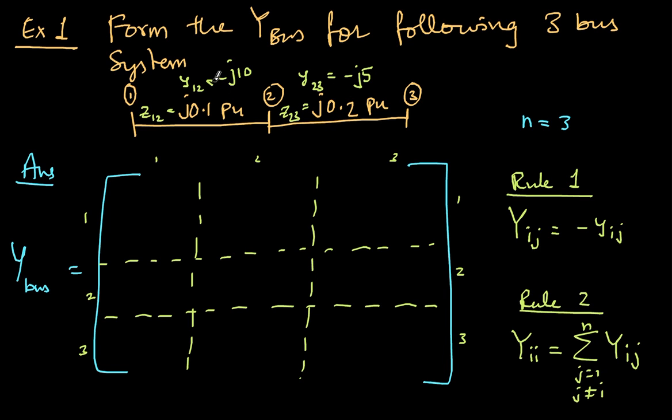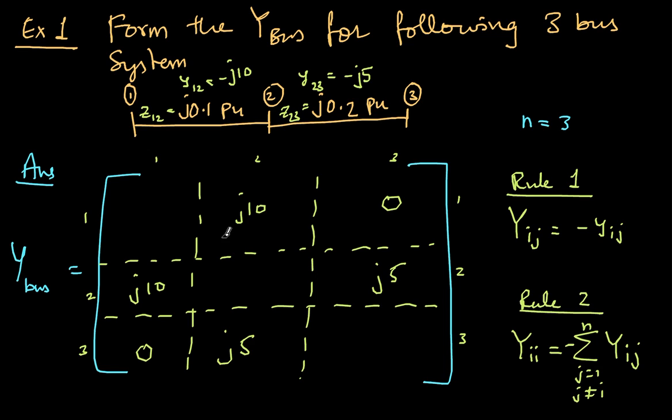So minus of minus j10 will be j10. And minus of, I think here I forgot to mention the minus here. I'm sorry, there is no line between 1 and 3, so this element will be 0, and I simply copy this row into this column. Now what is the element between 2 and 3? I have minus j5, and minus of minus j5 will be j5, and this will also be j5.